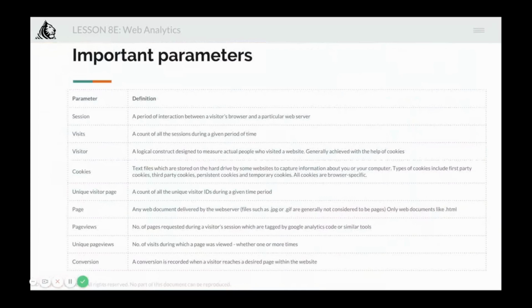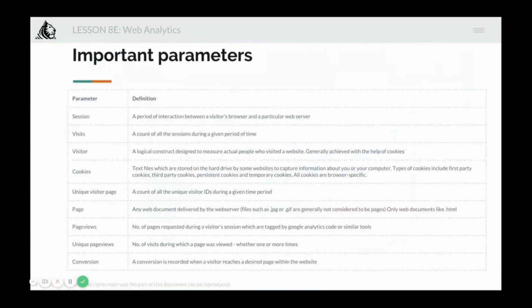Then page views, which is the number of pages requested during a visitor session, which are tagged by Google Analytics code or similar tools. Okay, so when you have Google Analytics embedded on your website, that will help in measuring the number of pages requested during a visitor session. Okay, and that is what gives you page views. And unique page views is basically the number of visits during which a page was viewed, whether one or more times.